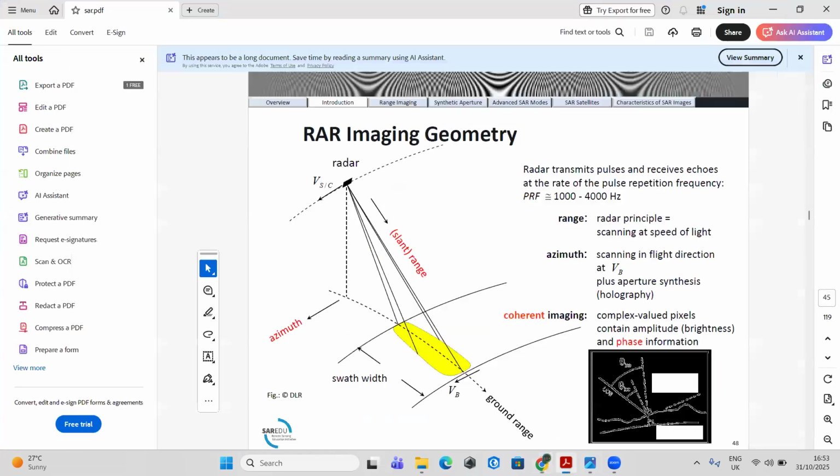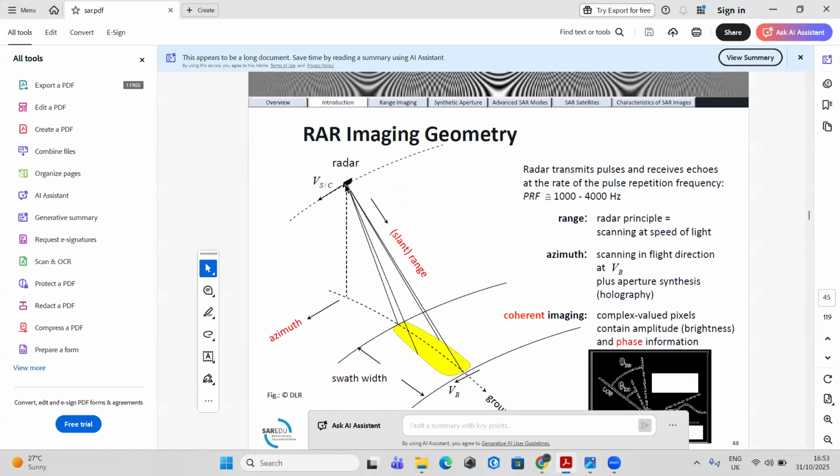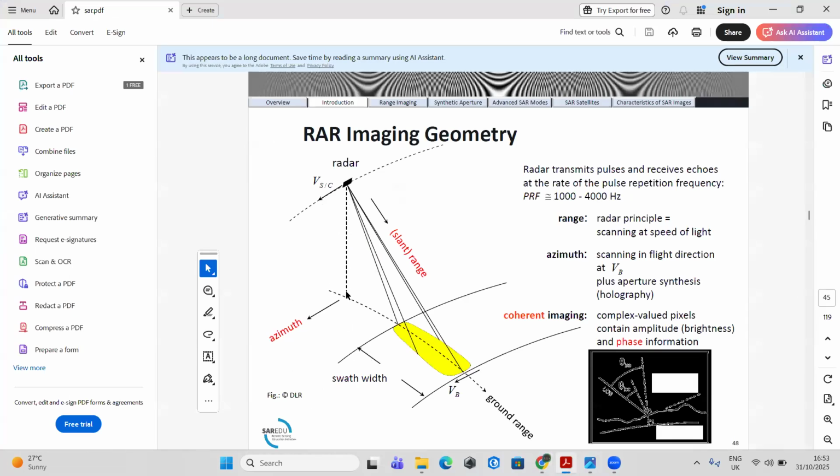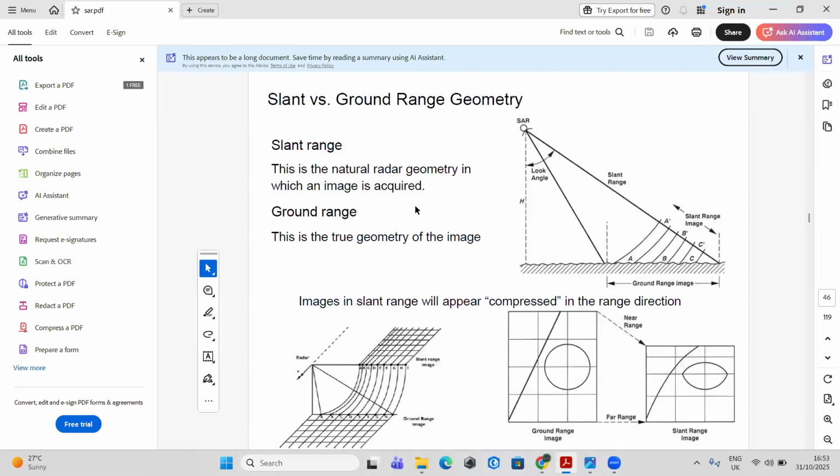Similarly in SAR, this is the satellite. It is not capturing here. It will always send the signal at an inclination, like this, slant. So this is the satellite and the set angle at which it throws the signal. This angle is called the look angle.